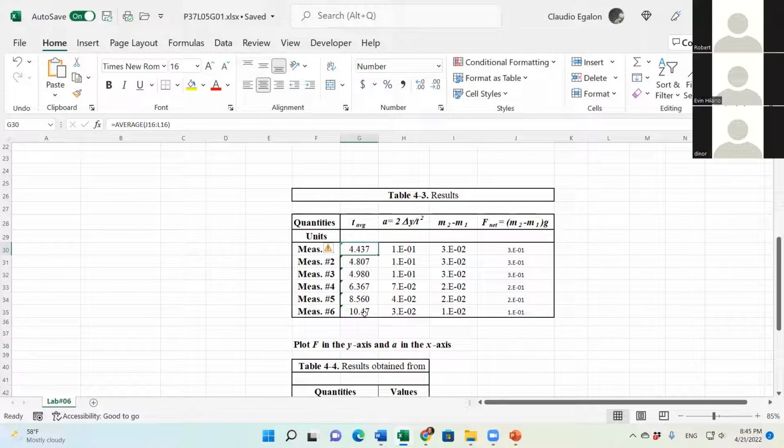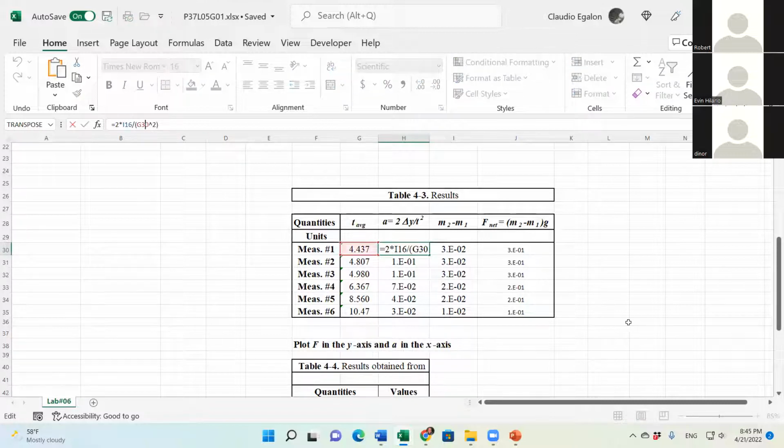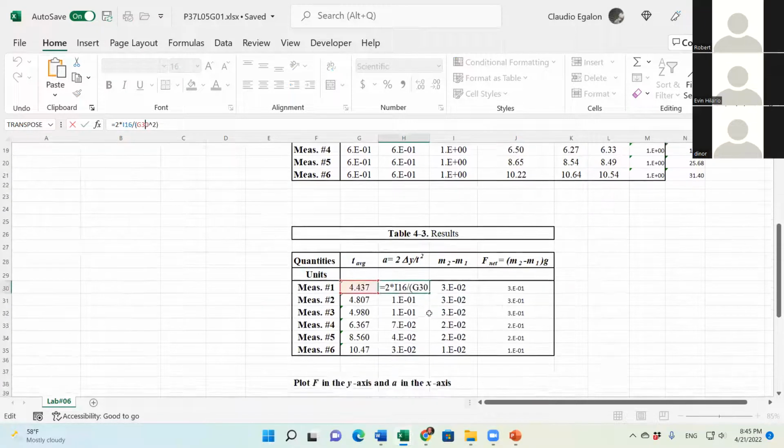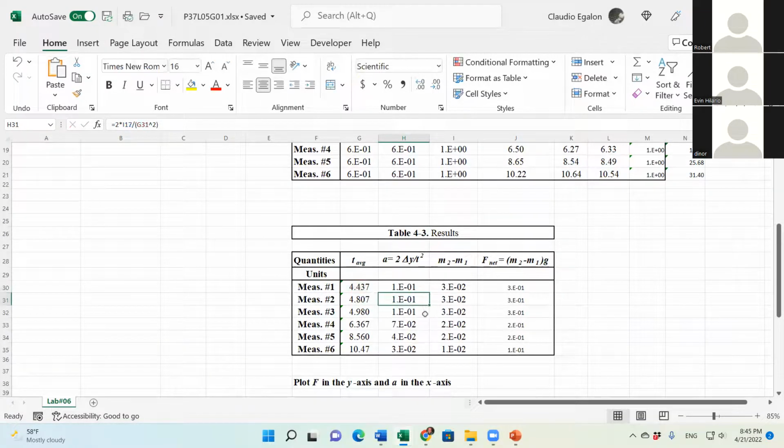But isn't the unit meters per second squared? Yeah, the unit is meters per second squared here. The average of the seconds? Yeah, the average. I thought we were using the raw data sig figs. No, you use the average. Look at the formula here. When you click in the formula, it highlights all the data that is used for the calculation. Okay, yes, sir. Thank you.